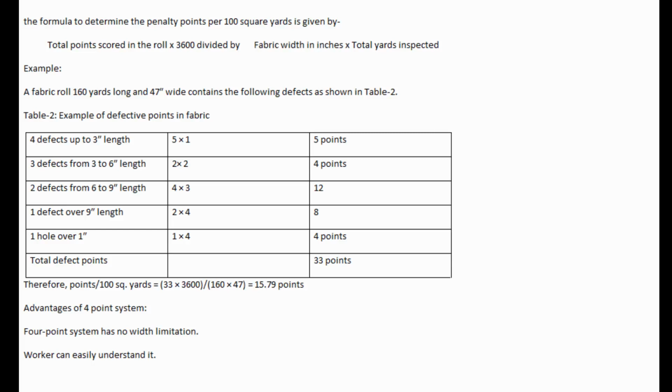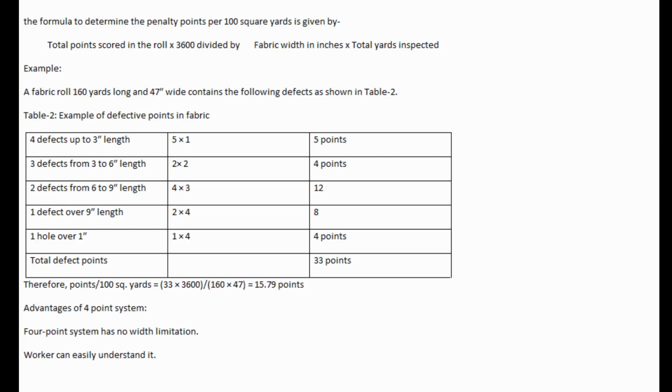Table 2. Example of defective points in fabric. 4 defects up to 3 length, 5 times 1, 5 points. 3 defects from 3 to 6 length, 2 times 2, 4 points. 2 defects from 6 to 9 length, 4 times 3, 12. 1 defect over 9 length, 2 times 4, 8. 1 hole over 1, 1 times 4, 4 points. Total defect points 33 points.